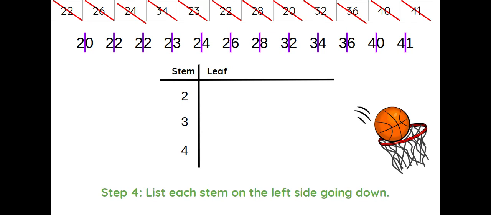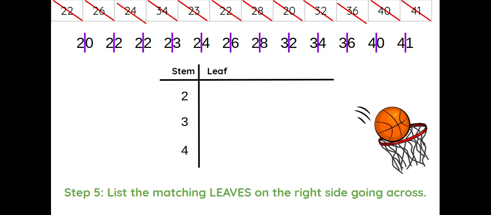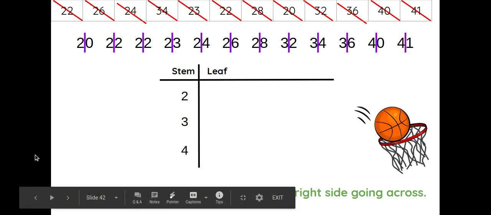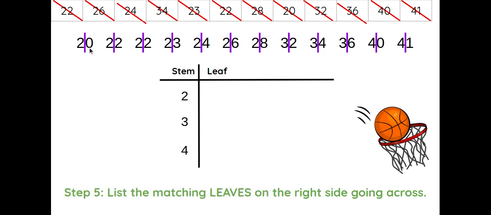Let's look at step 5. Step 5 says list the matching leaves on the right side going across. So this can get a little bit complicated, so let's look at this. In the first number, 20, we have a 2 as the stem and a 0 as a leaf. So I'm going to write the 0 right here. So I did that first number.